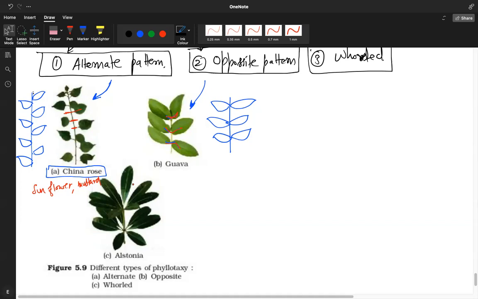The most famous important example is guava. And apart from guava, you can write Calotropis. Calotropis also has opposite pattern. And the third is whorled. So this is the third one.